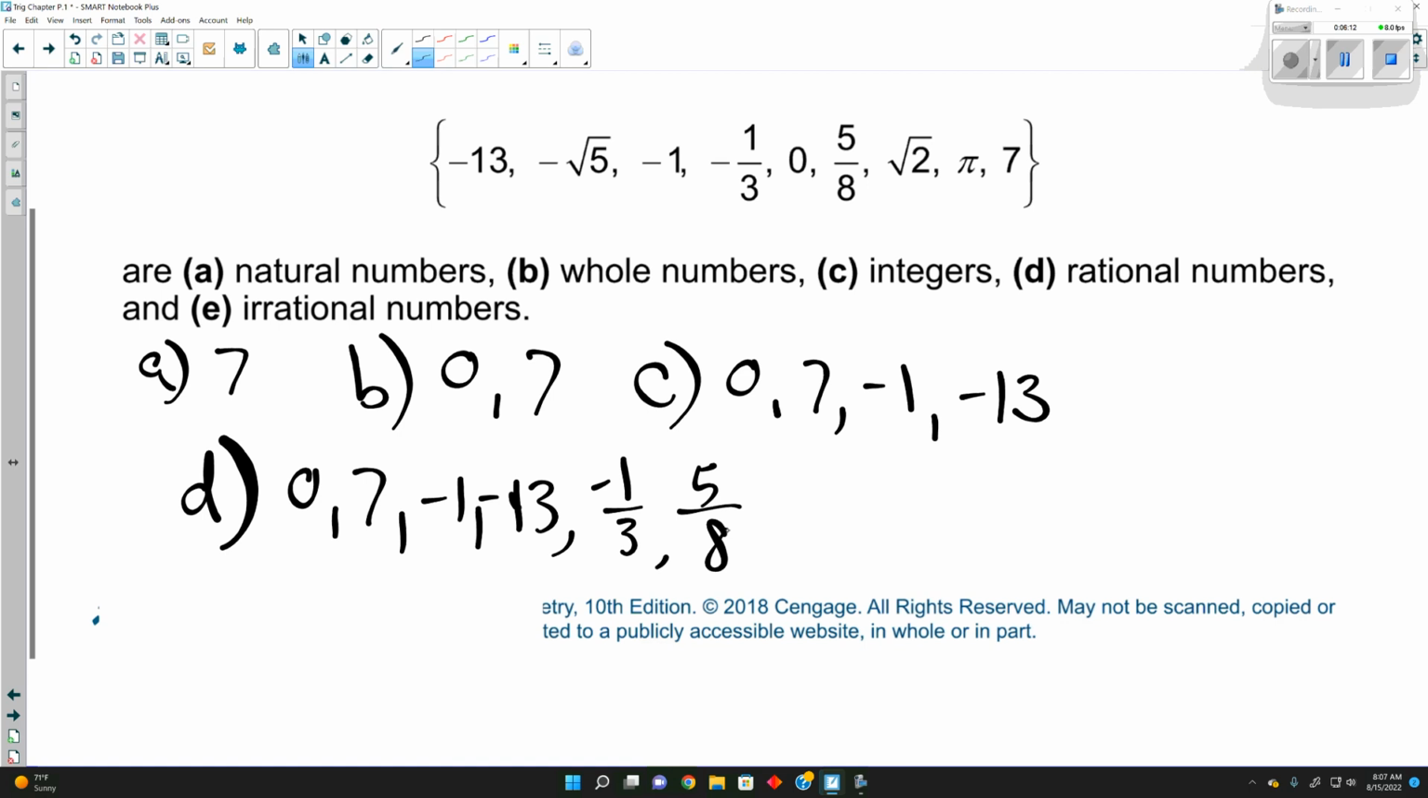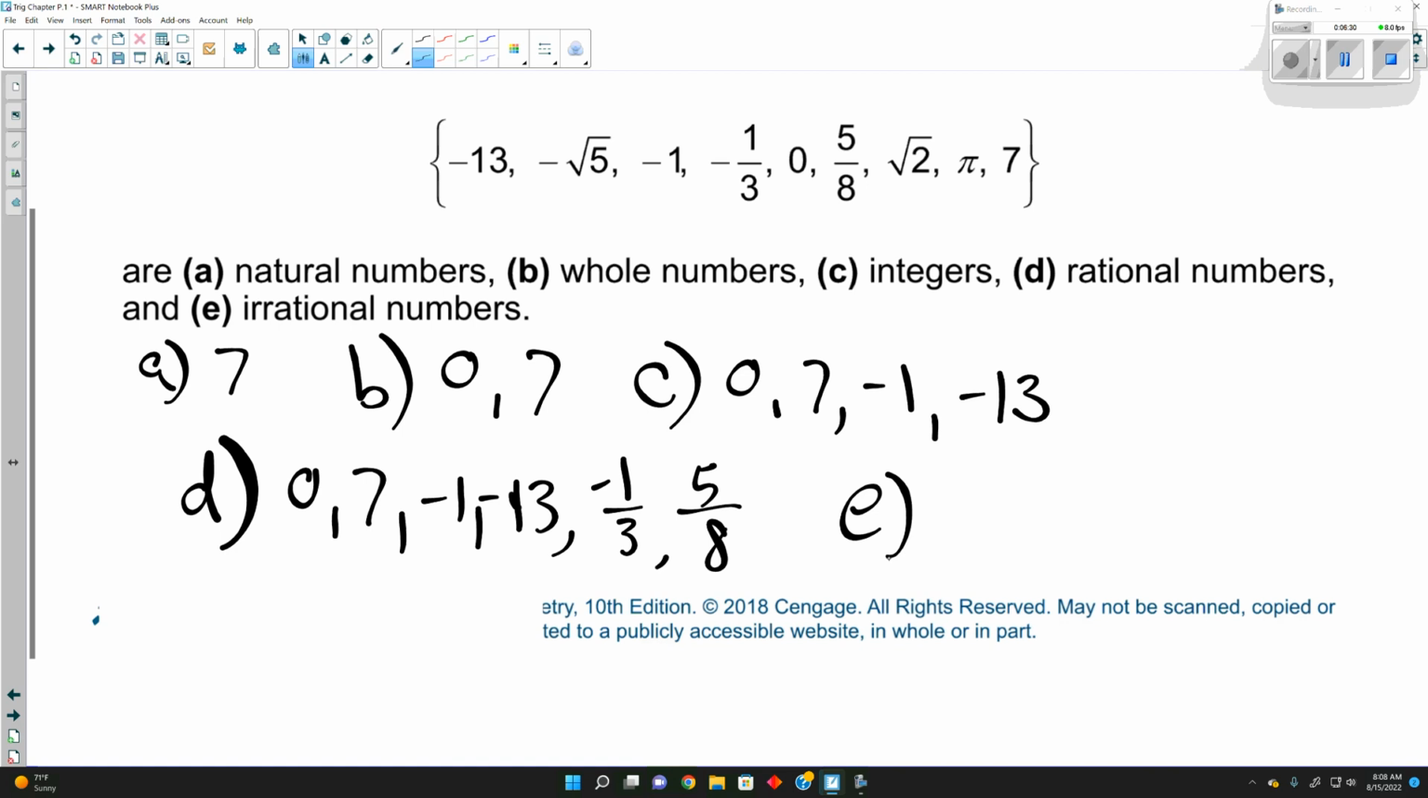So for our rationals, the only ones that we had to include were -1/3 and 5/8 because they can be represented as a fraction. But our square root of 5 and square root of 2 still aren't considered, mainly because we can't reduce it any further. Square root of 5 is irrational. Square root of 2 is irrational.